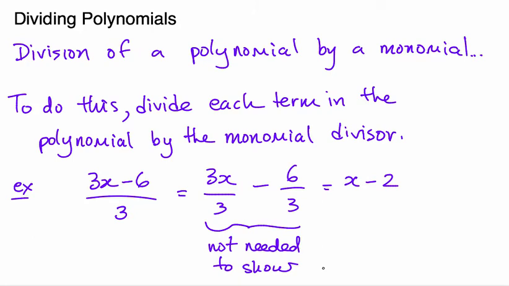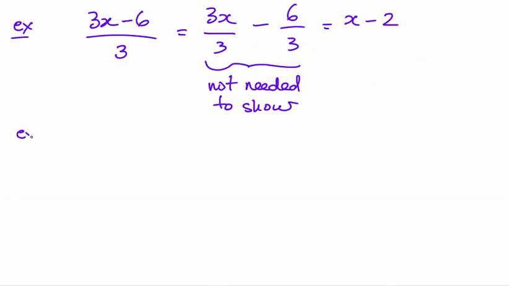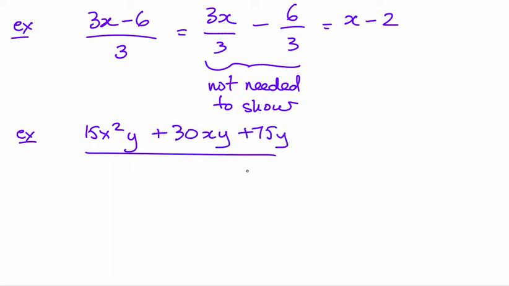Okay, let's take a look at another example. For the second example, let's do a little bit more complicated polynomial on the top. So 15x squared y plus 30xy plus 75y all gets divided by 5y. Try this yourself. Pause the video now and see what answer you come up with, and I'll do the answer in a couple of seconds.